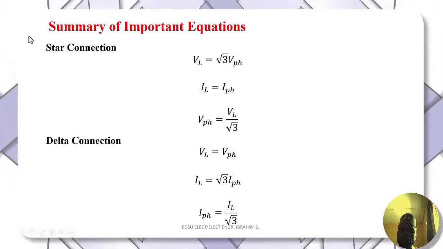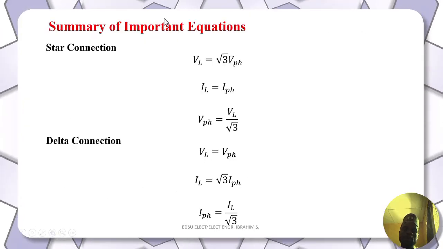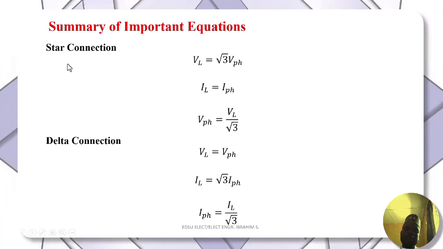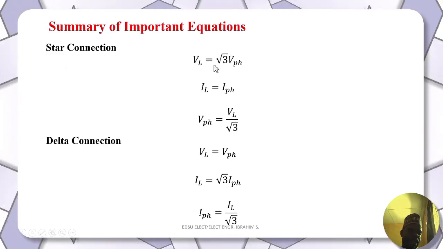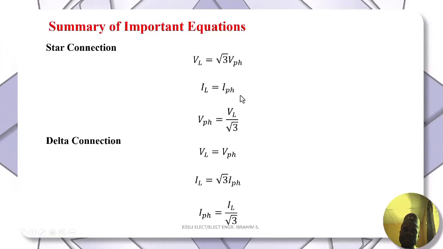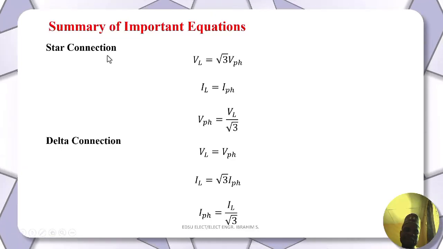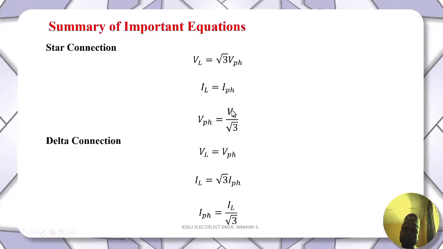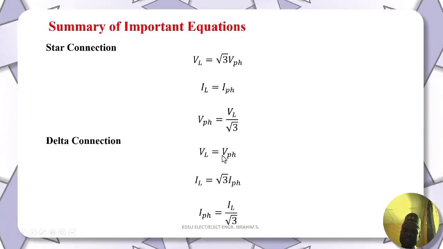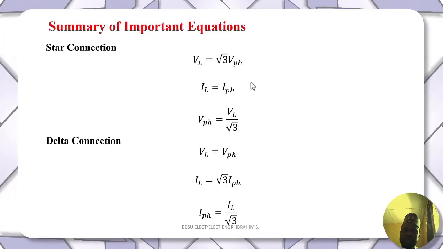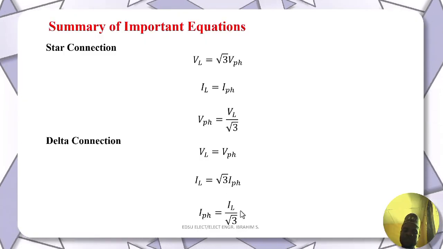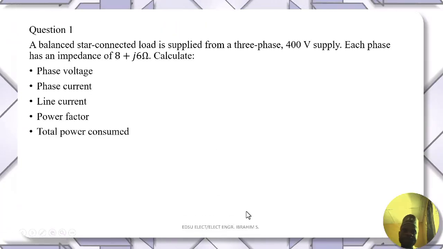So the summary of this class is to try to summarize all the basic equations that we have listed. For star connection, our V line equals root 3 V phase, while our I line is the same as our I phase in star connection. So our V phase is V line divided by root 3. Then for delta connection, our V line is the same as our V phase, and our I line is root 3 of our I phase. So our I phase equals our I line divided by root 3.